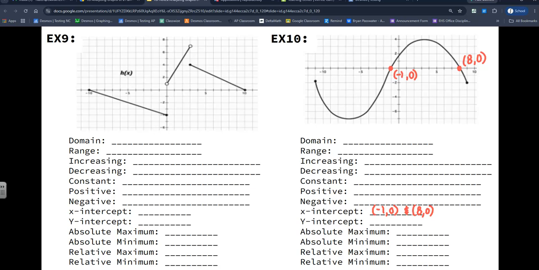Sometimes you might have even more than that. Sometimes you don't have any x-intercepts at all. Just depends on the function that you're looking at.